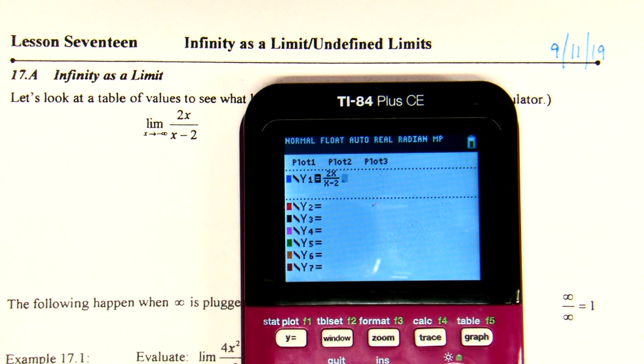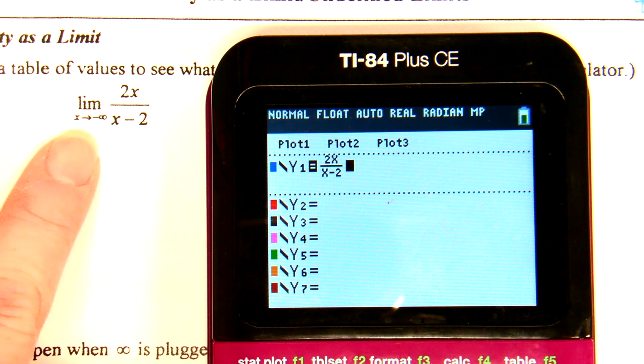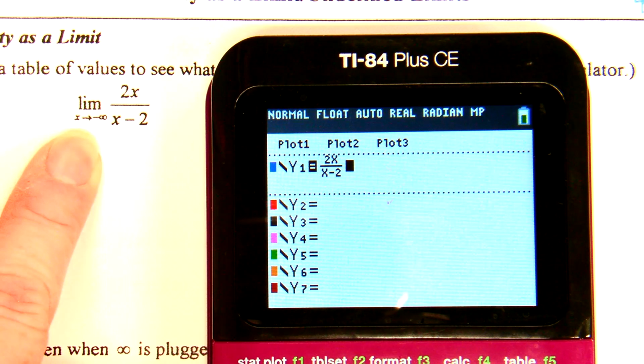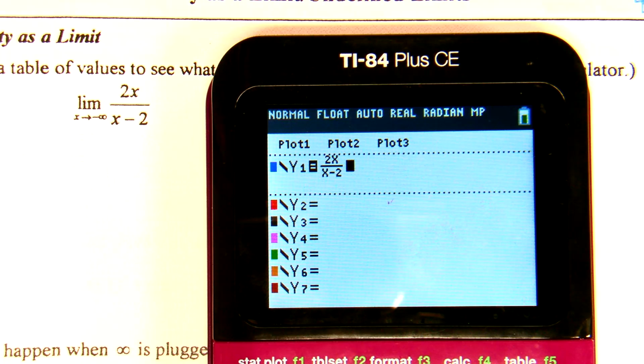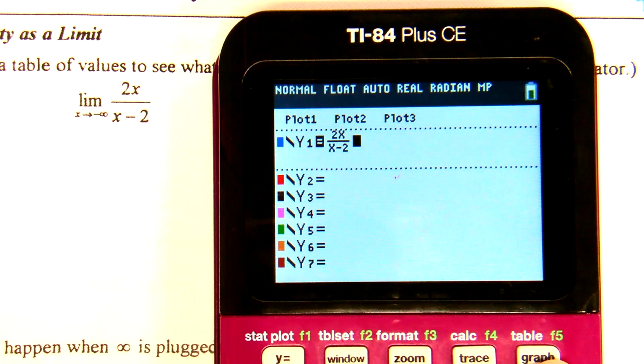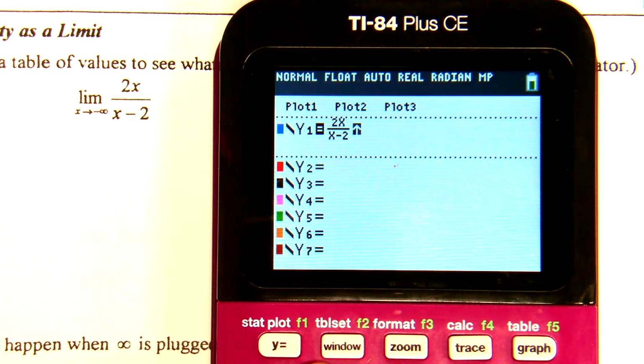Now, we're not going to graph this. We're going to look at a table of values and see what happens. So this example specifically is as x approaches negative infinity, yes? So we're going to be looking at values to the left, all the way going to the left. So we're going to look at a table in a moment, which is the second function of graph. Let me go ahead and go into table first of all. So second table.